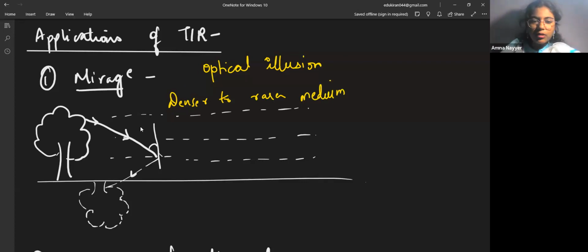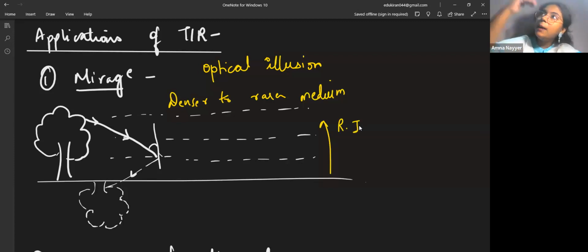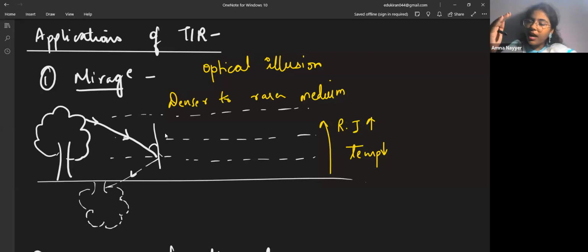Because different layers of atmosphere are present, the refractive index increases from the ground upwards. When you go towards higher altitudes, the refractive index is increasing. The refractive index increases at this point when the temperature is decreasing. This is just for your remembrance. Because of different refractive index, light rays travel from denser to rarer medium. At every point, light rays are getting refracted, again getting refracted. Like this it occurs, and ultimately TIR occurs.